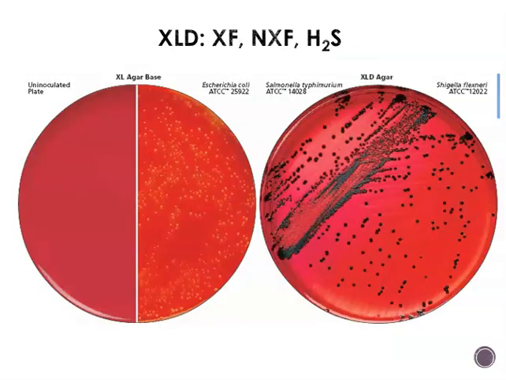XLD, again, it's the same concept as the Hektoen. We're using it to isolate Salmonella or Shigella. It starts out as this red color. They've inoculated it with E. coli here, so it's not really changed color, but then we've also got Shigella and Salmonella that they've inoculated over here. So we're seeing the hydrogen sulfide production, so that's suggestive of Salmonella.